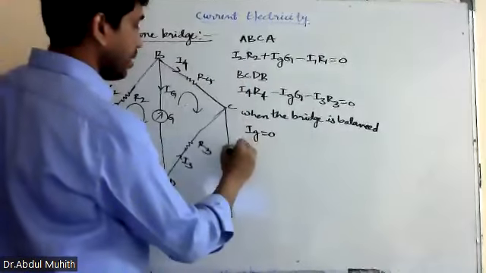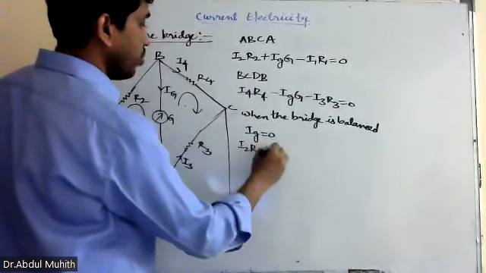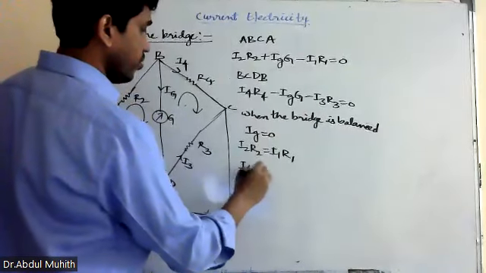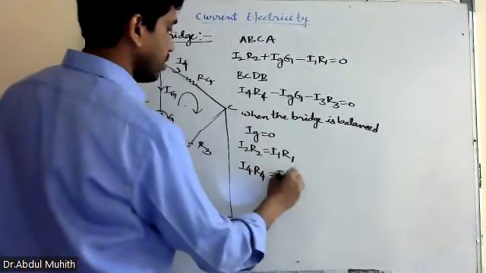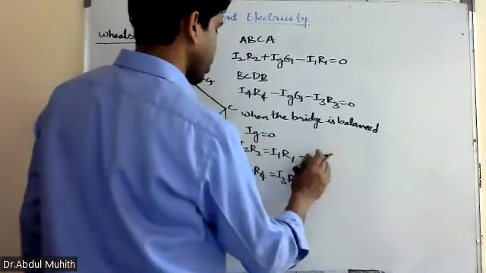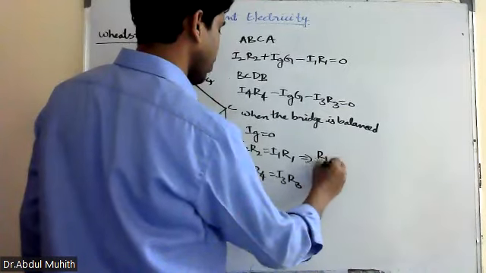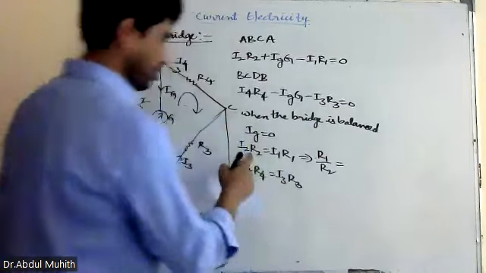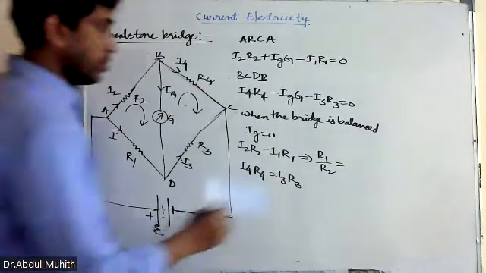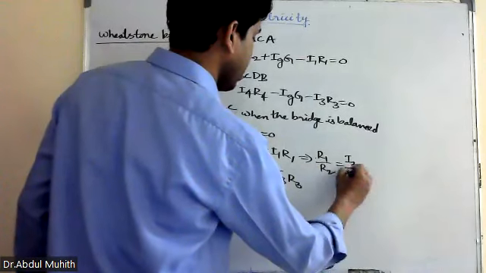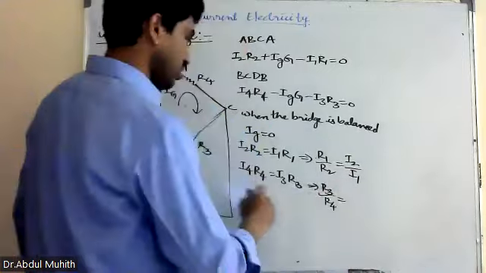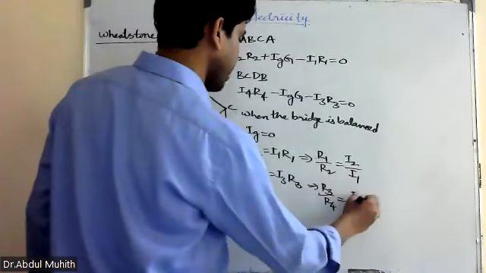In that case, what will happen? I2 R2 will be equal to I1 R1. The second one, I4 R4 will be equal to I3 R3. Clear? Now R1 by R2 is equal to I2 by I1, right? Similarly, R3 by R4 is equal to I4 by I3.